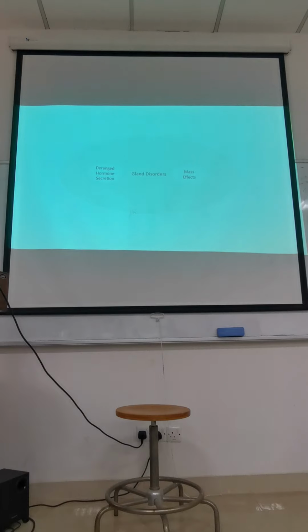Deranged means there are 2 possibilities, right? So we said this is the lowest limit, this is the highest limit. This is the range of hormone. Either it becomes too much or it becomes too little, right? So we divide deranged into hyper and hypo, right?